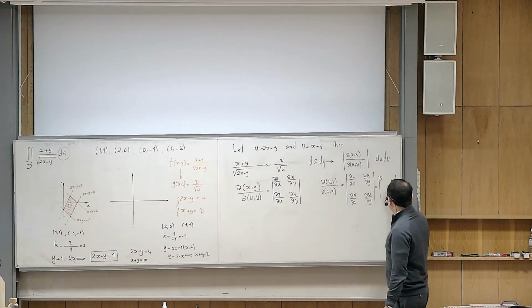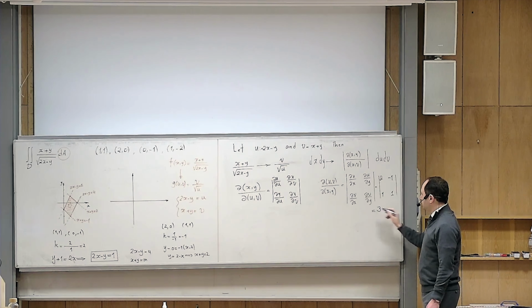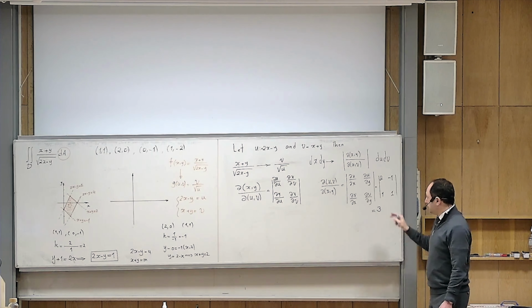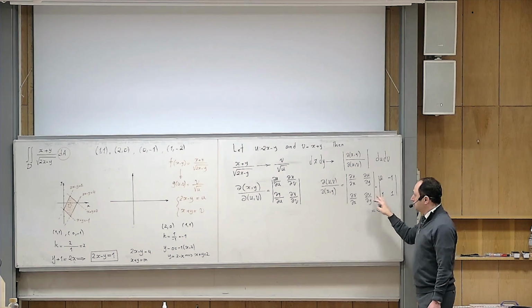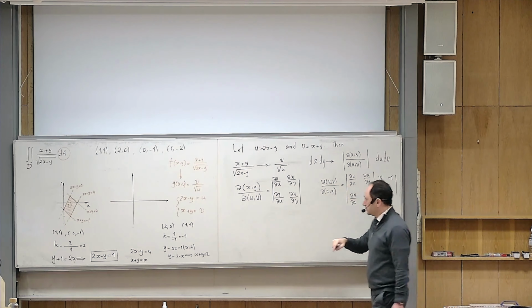And now I go to v, partial derivative of v with respect to x is 1. The same is true for partial derivative of v with respect to y. And then you calculate this determinant. 2 times 1 is 2, minus this times that 1. So finally the answer becomes positive 3. But again, this is the Jacobian of the new variables in terms of the old variables.